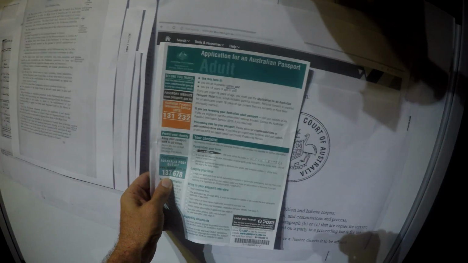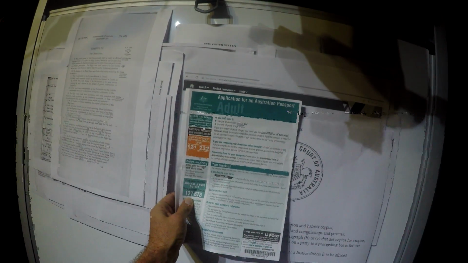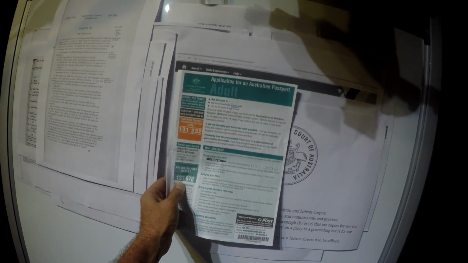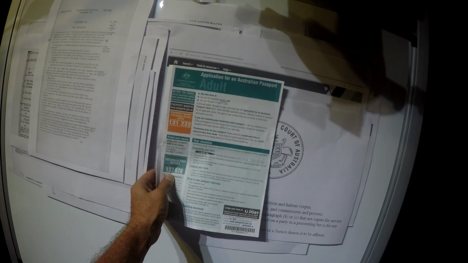I wanted to show you something too. So I'll just hold this one up here. This application for passport. Use this form if you are an Australian citizen. Okay, so you can't get a passport if you're an Australian national. You have to have the surname. You have to have the trademark on this.